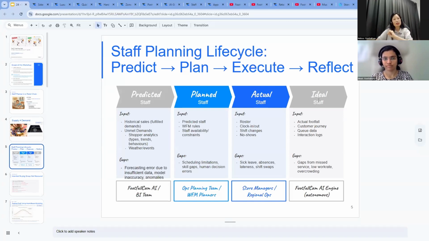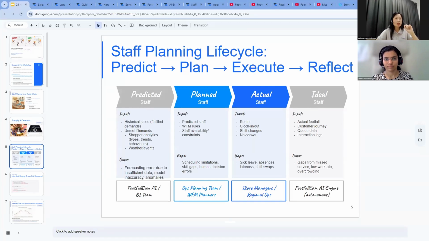But now here's the reality. Most retailers do stage 2 and stage 3 pretty well. They plan, they roster, they operate. But stage 1, the prediction, is largely based on gut feeling or sales records. Yeah, the sales data. And that's a serious problem.